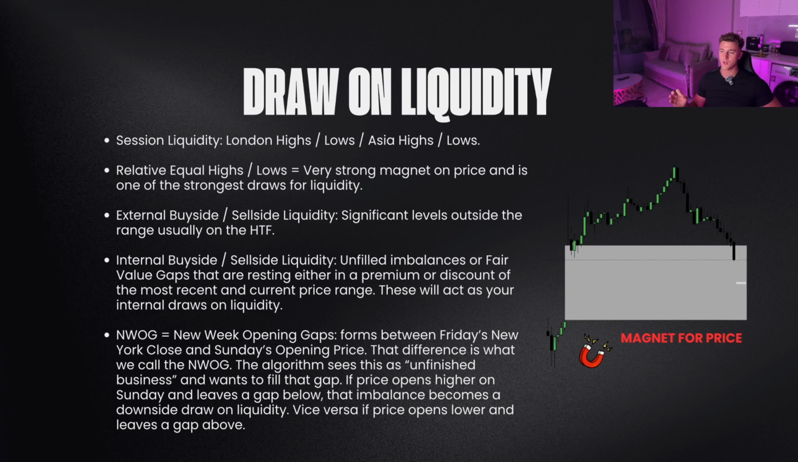So for example, if price opens higher on Sunday and leaves a gap below, that imbalance becomes a downside draw on liquidity, meaning we're most likely going to be bearish throughout the week to target that inefficiency. Vice versa, if price opens lower and leaves a gap above, you're going to be bullish instead, right? Now, I'm not saying it's going to get there within a few minutes or within one day. Usually a new week opening gap acts as a draw on liquidity for the whole week.